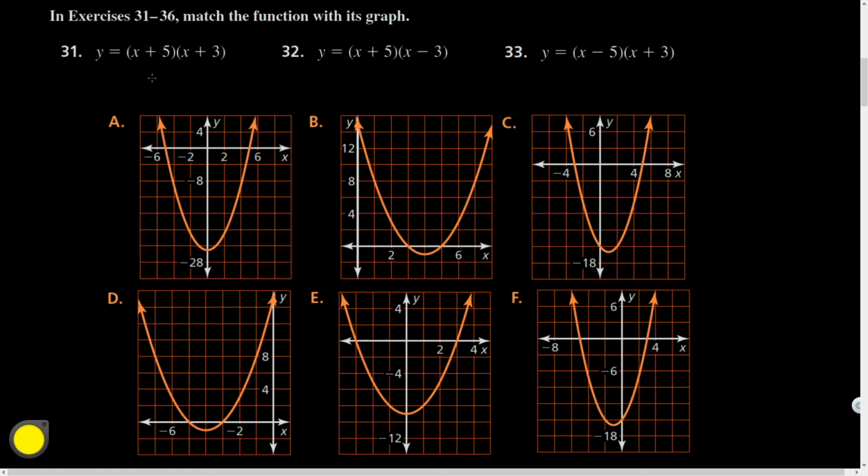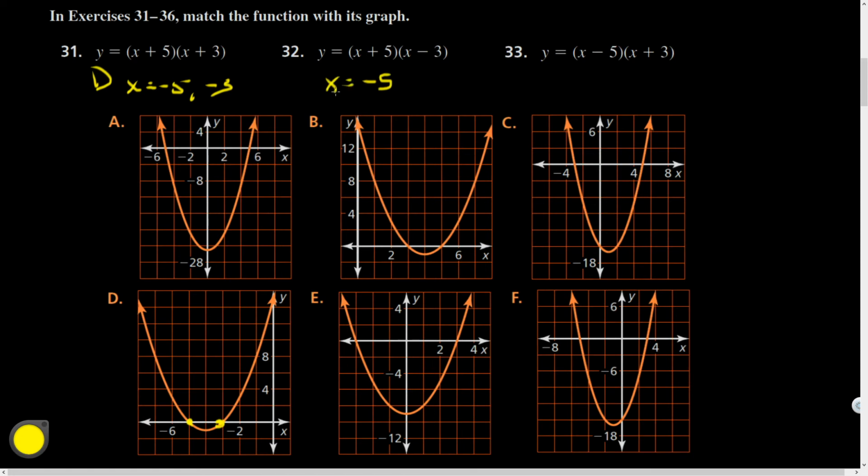So let's see. The intercepts here are going to equal negative 5 and negative 3. Zeros correspond to the x-intercepts. And so which of these parabolas has negative 5, negative 3? Right there. So 31 is Delta.